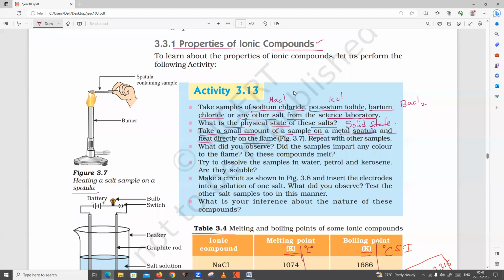Now, take a small amount of sample on a metal spatula and heat directly on the flame. So from this, I can say the first point. What is the property of ionic compounds? Ionic compounds exist in what state? Everybody, solid state. Understanding? So between them, they have something strong. Anybody? They have strong force of attraction. Yesterday also I told you. Hari, there is another word. They have strong.